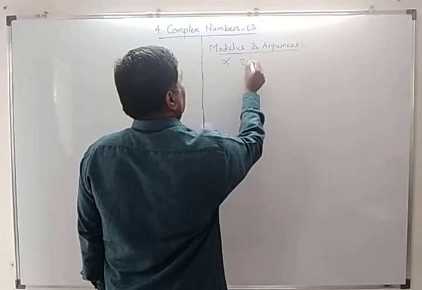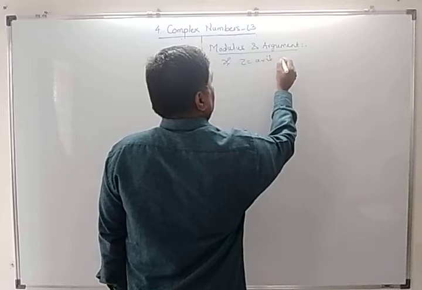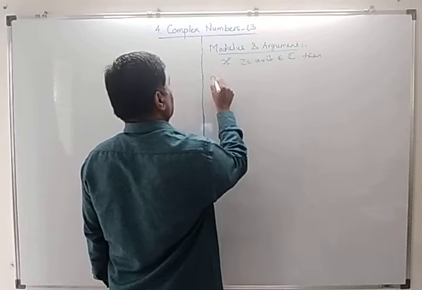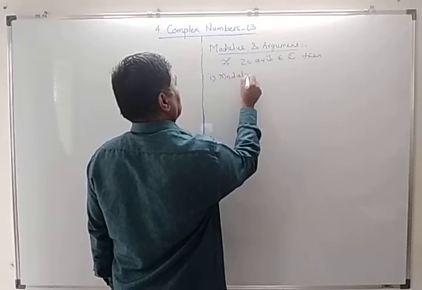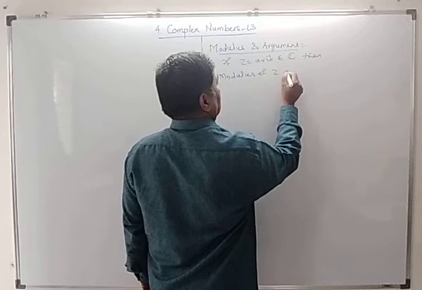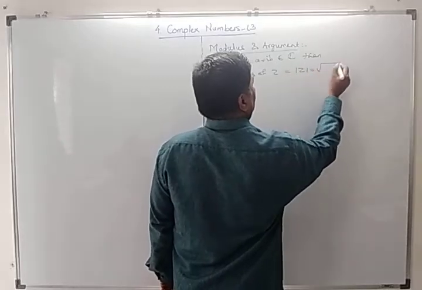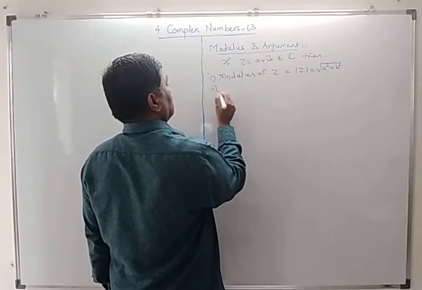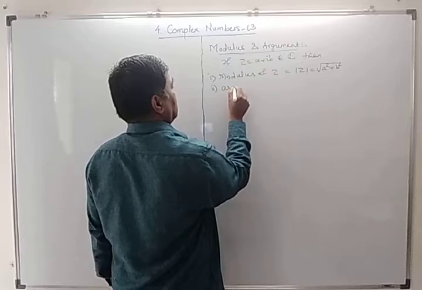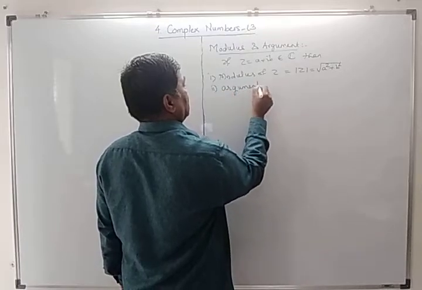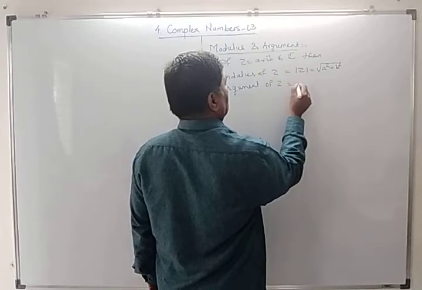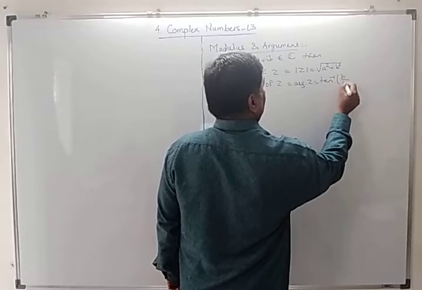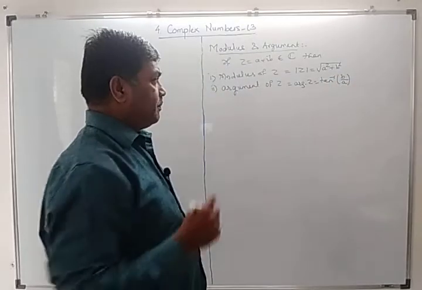If z equal to a plus ib is a complex number, then modulus of z is equal to under root of a square plus b square. Okay. And second, argument of z is nothing but tan inverse of b by a. Okay.